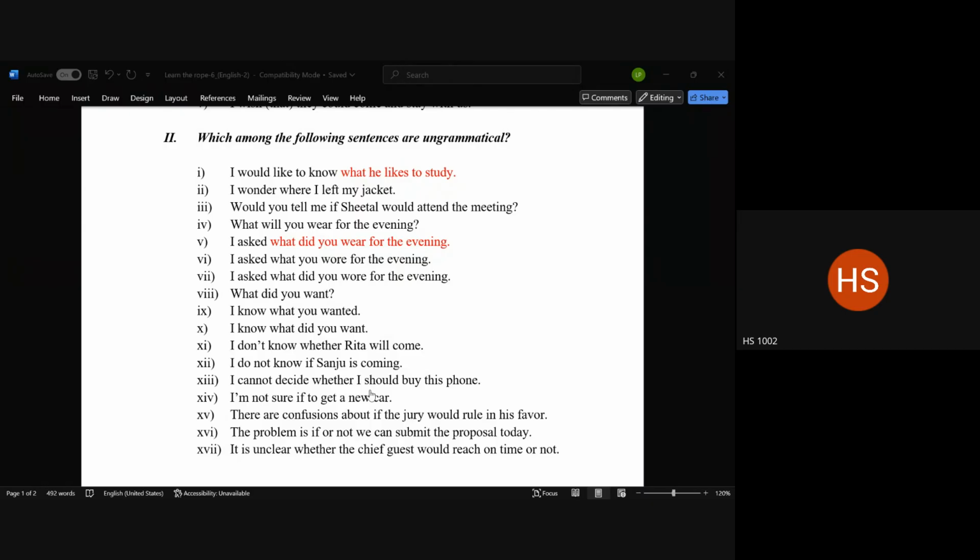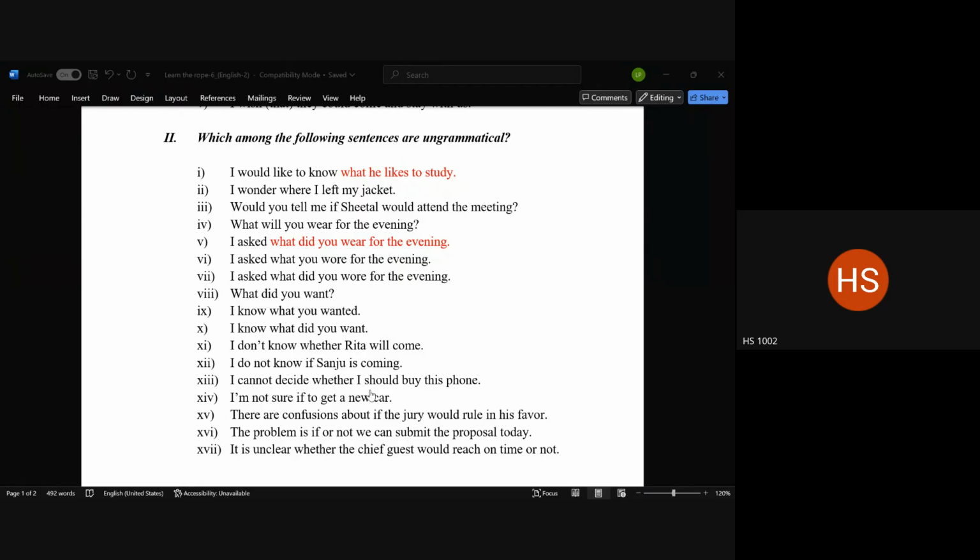Now we are going to look at if and whether. So if and whether, they're mostly straightforward. There are some rules with regards to how you use them in the construction, especially in the positioning. So we look at the questions now. 11th one, I think this is. I don't know whether Rita will come. Yeah, this is grammatically right.